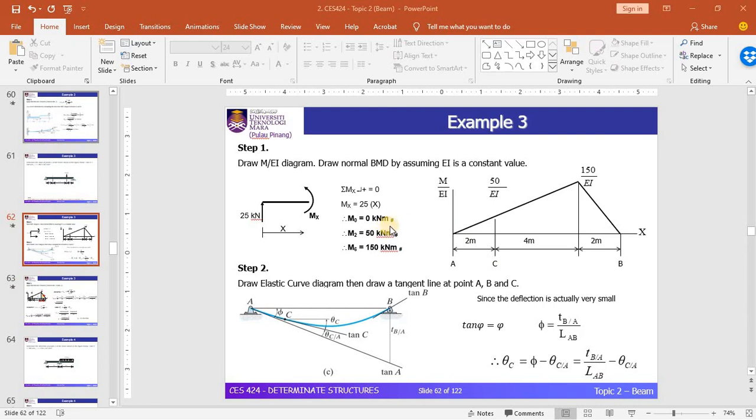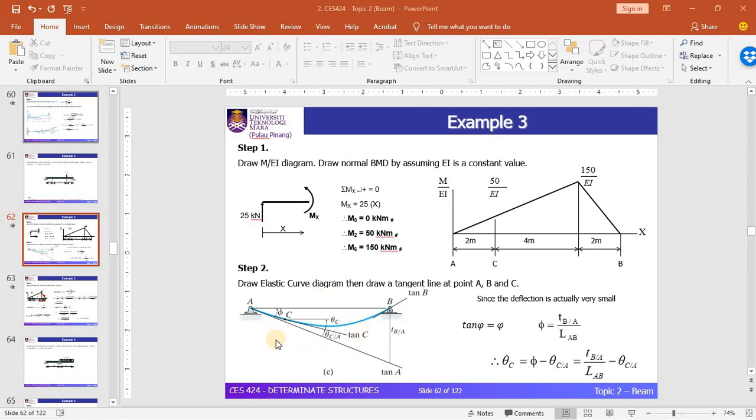For the first step, you need to draw a normal bending moment diagram by assuming that EI is a constant value. I don't want to explain in detail how to get this diagram. It's just the normal procedure that we discussed in example 1 and example 2, using the cut section method. In this slide I'm going to focus on the second step, which is to draw the elastic curve diagram.